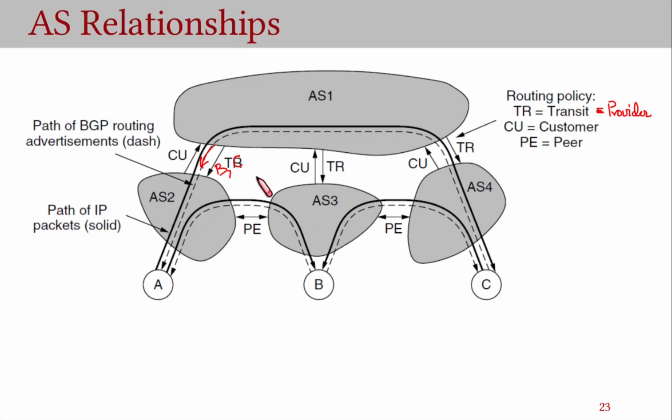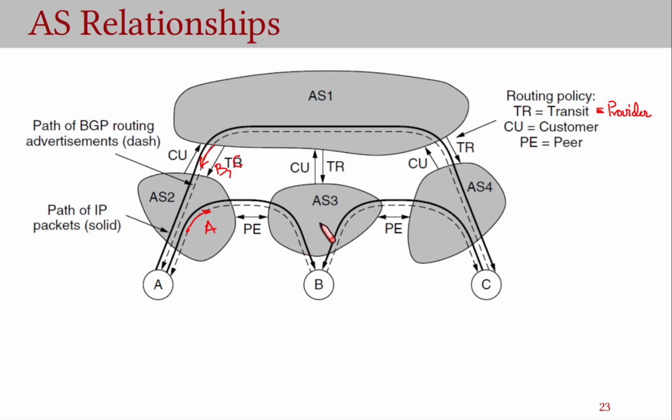Now AS2 knows about both B and C, but it's going to advertise only its own prefixes to B. It's not going to advertise C to B, because in that case it's going to act like a transit. So it's going to advertise here only its own route. So it's going to advertise A, right, to B.